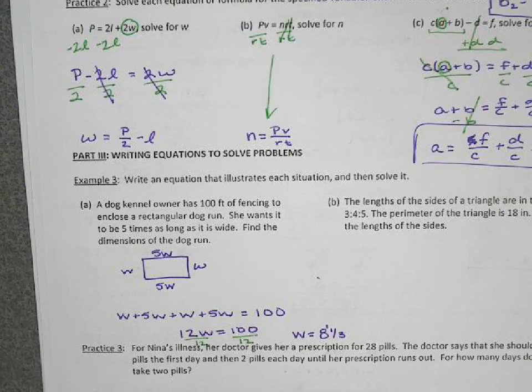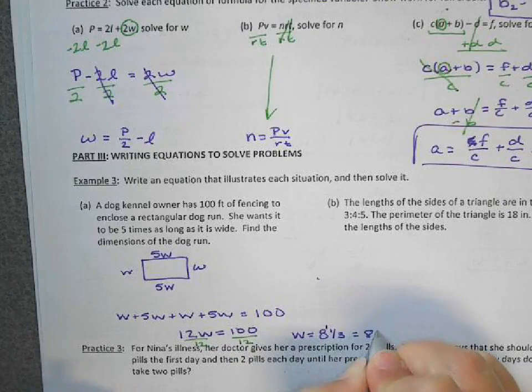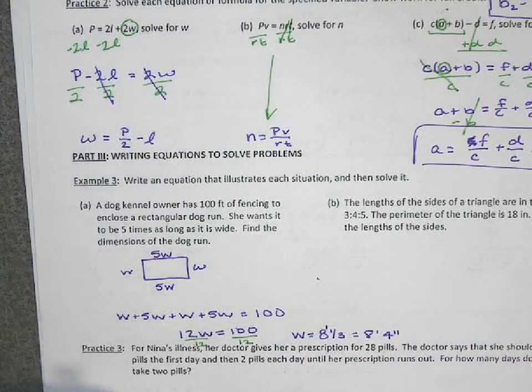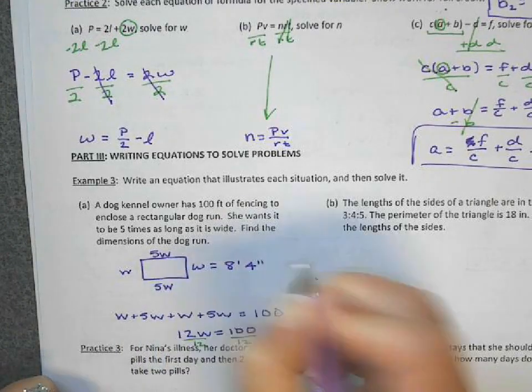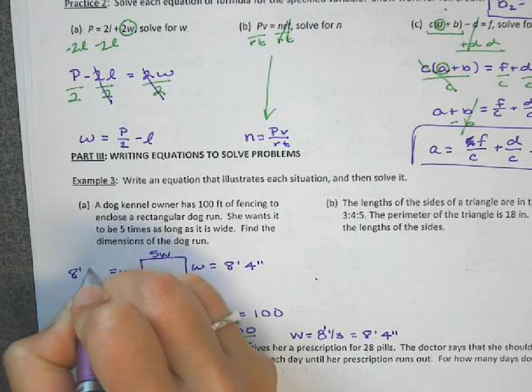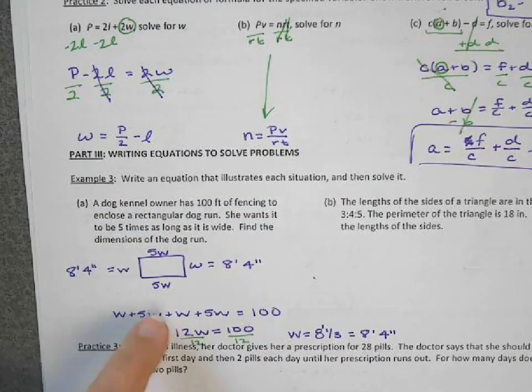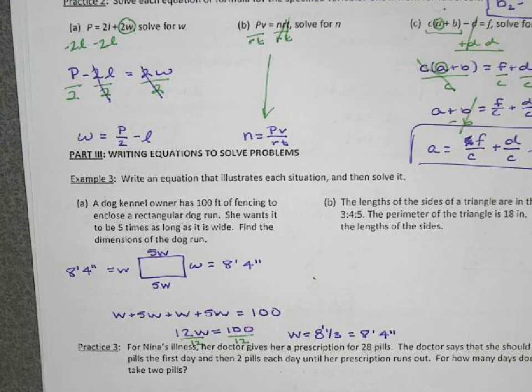1/3 of a foot, though, if a foot is 12 inches, what would 1/3 of that be? 4 inches, right? If you split a foot into 3, you'd have 4 inches, 4 inches, 4 inches. So this is 8 foot, 4 inches. So this side is 8 foot, 4 inches. This side is 8 foot, 4 inches. And now we just have to figure out how long those long sides are going to be.